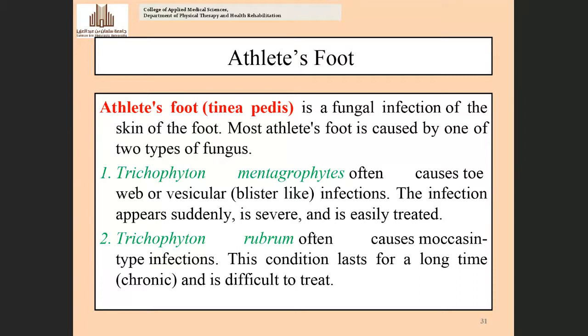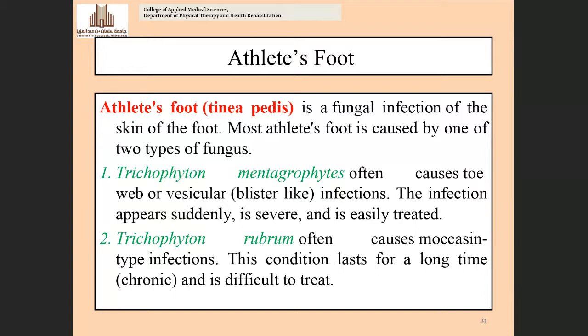It's a fungal skin infection of the foot. Most athlete's foot is caused by one of two types of fungus, which may produce this problem: Trichophyton mentagrophytes and Trichophyton rubrum. The first often causes toe web or vesicular infections. The infections appear suddenly, are severe, and are easily treated.